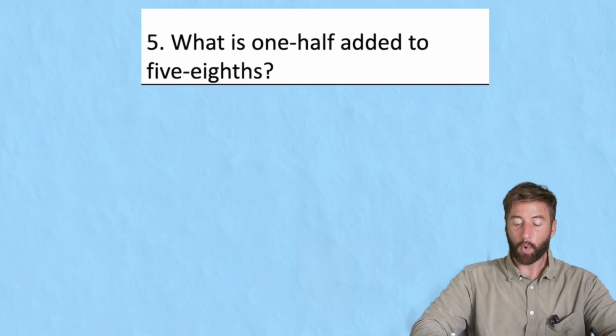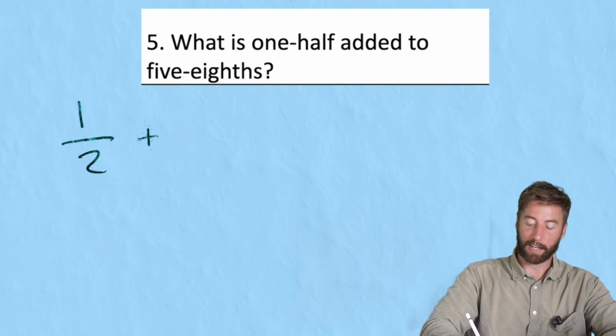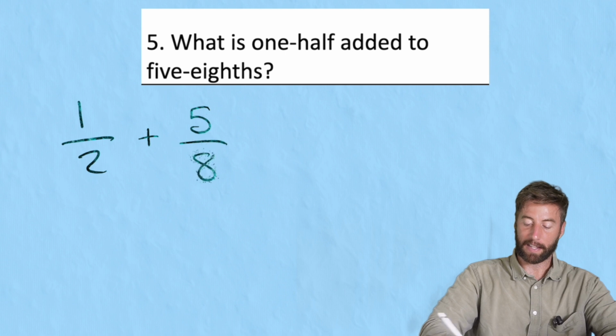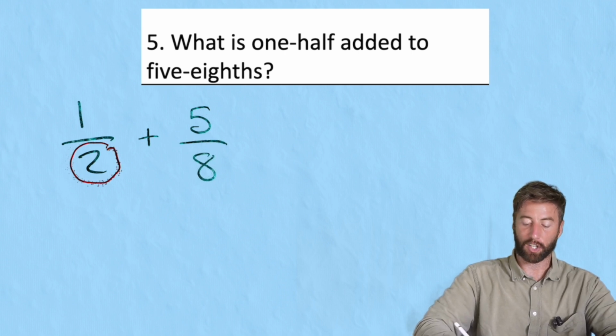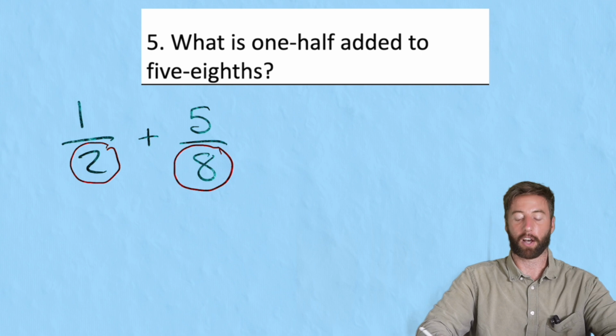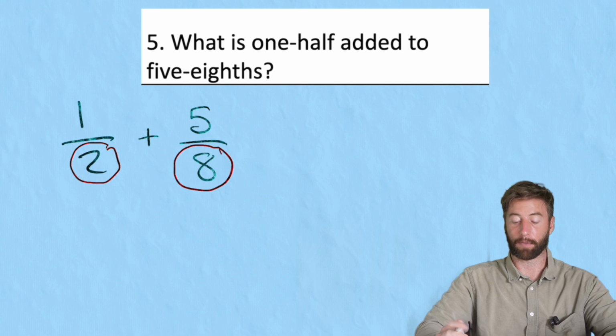Question 5. What is 1/2 added to 5/8? A fraction question again. So let's rewrite it. We have 1/2 added to 5/8. So what we need to understand about adding fractions is we cannot add fractions if our denominators are different. So I'm going to have to try and find an equivalent fraction of one of these fractions to make it so they have the same denominators.